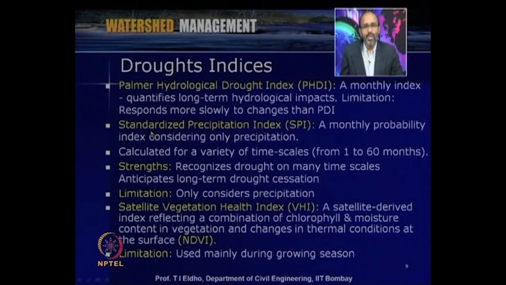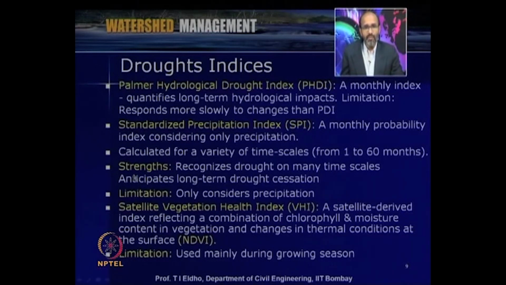Then another most commonly used index is called the standardized precipitation index, or SPI. This is a monthly probability index considering only precipitation. Generally, this is one of the commonly used indices for drought analysis. In the standardized precipitation index only one parameter is there, that is precipitation. So, we analyze with respect to precipitation and then come up with an index that indicates whether there is any possibility of drought.